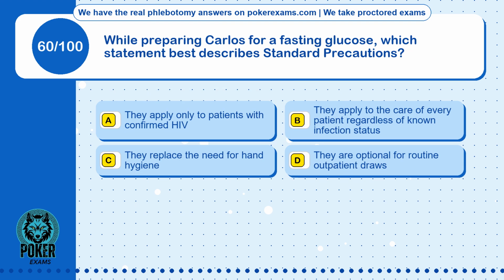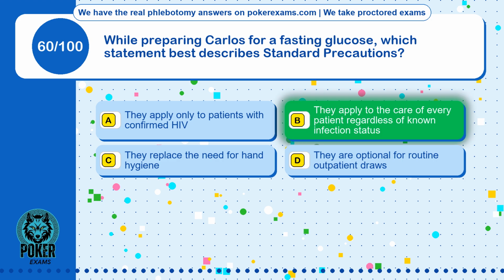Question 60. While preparing Carlos for a fasting glucose, which statement best describes standard precautions? Option A. They apply only to patients with confirmed HIV. Option B. They apply to the care of every patient regardless of known infection status. Option C. They replace the need for hand hygiene. Option D. They are optional for routine outpatient draws.